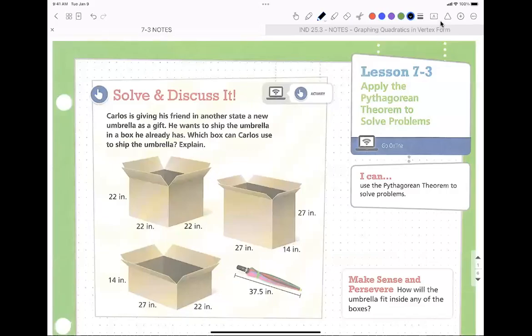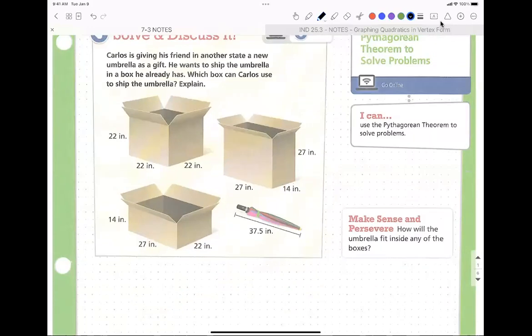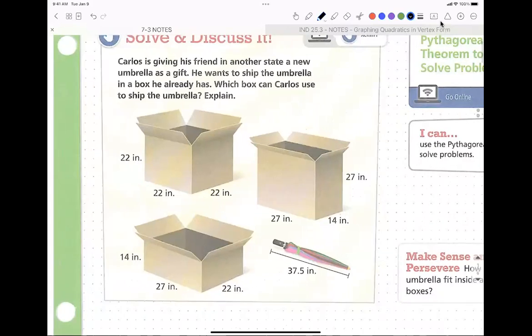Lesson 7-3 is applying the Pythagorean theorem to story problems. The first one that we're going to do, we're actually not going to do this solve and discuss because there's a lot of steps that go into it. This right here is talking about what I just talked about with my umbrella. Can I lay it across catty corner, or can I tilt it down into the box?